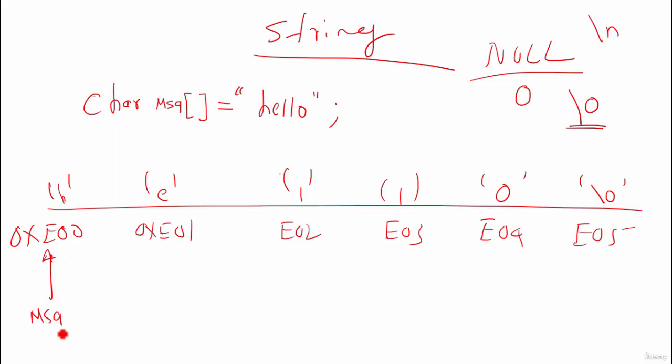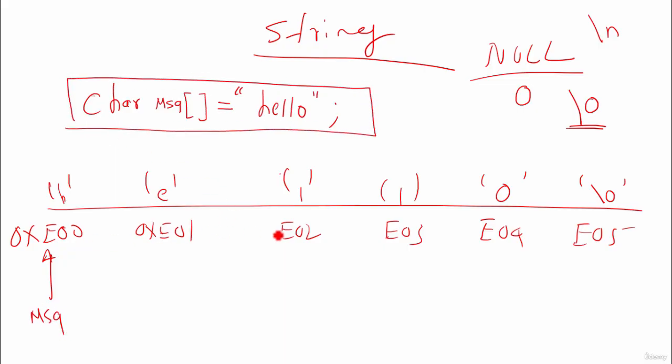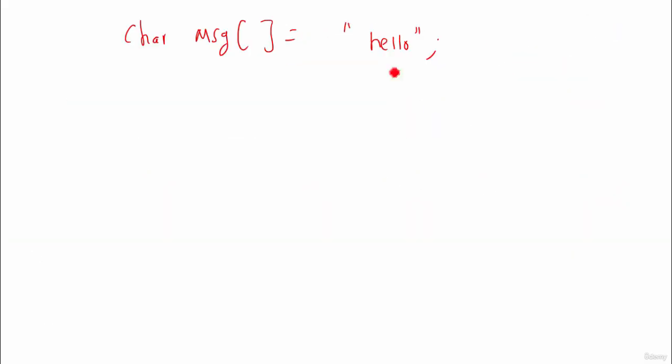So that means this string definition consumed 1, 2, 3, 4, 5, 6 bytes in memory. Not 5 bytes, okay. The required information is 5 bytes, right? But this definition actually consumes 6 bytes in memory because the compiler terminates this string with a null character. You need not insert any null character. The compiler automatically inserts that. Alright, so now we know how to store a string in a program using a character array.